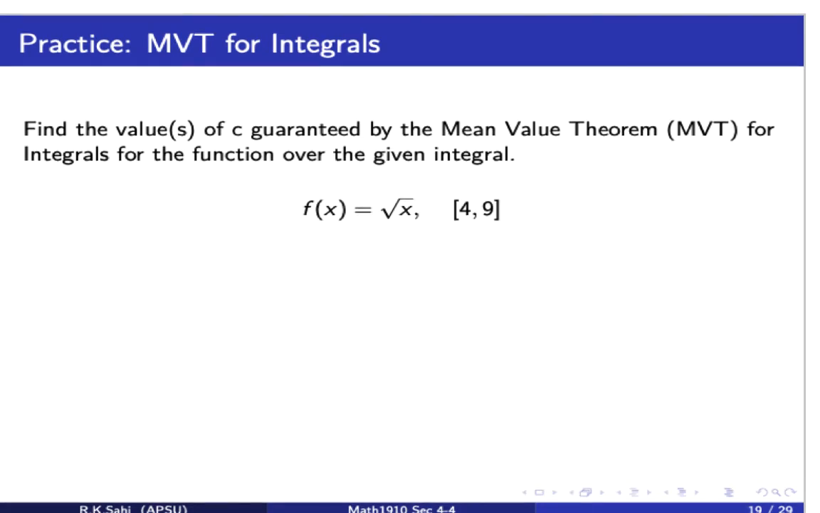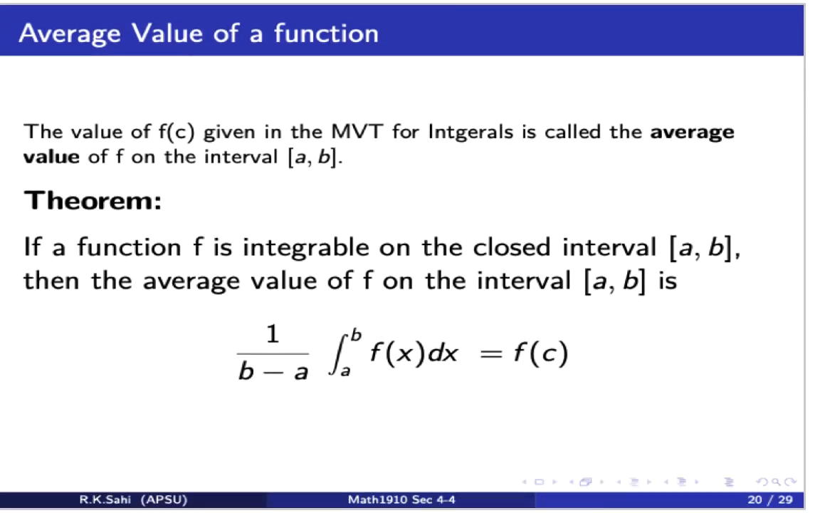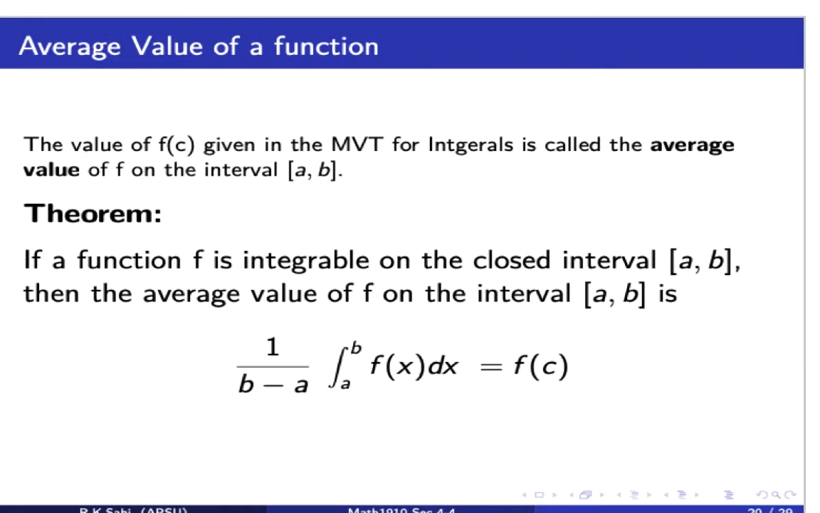Okay, now let's go ahead and do the average value of a function. That's the next theorem. The average value theorem is basically taken from the mean value theorem. Here, the value of f of c, which was given in the mean value theorem, is actually called the average value of the function on the interval a to b.